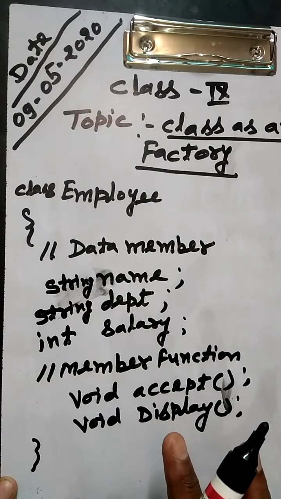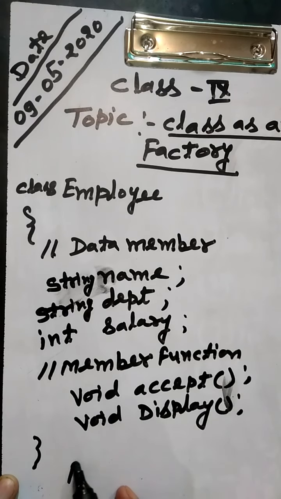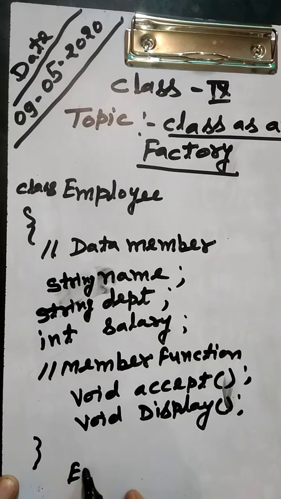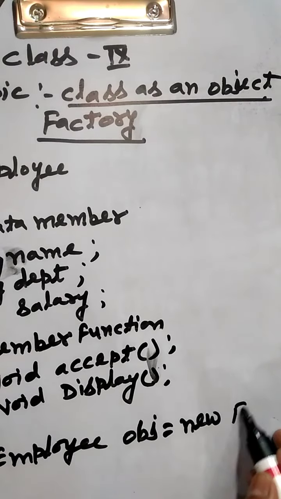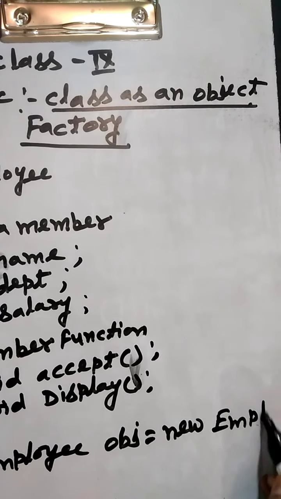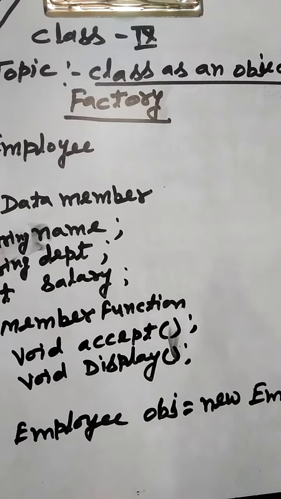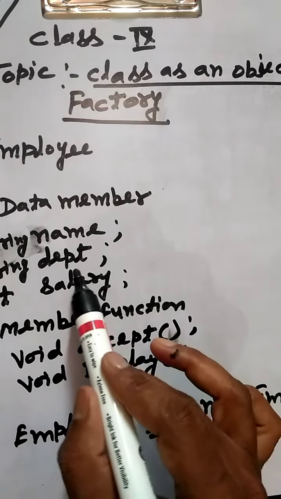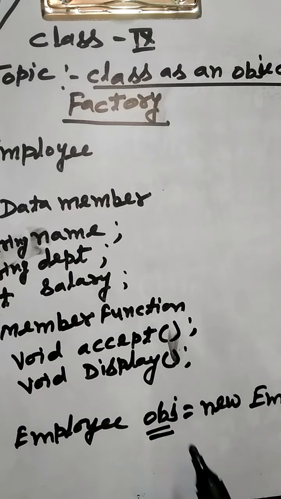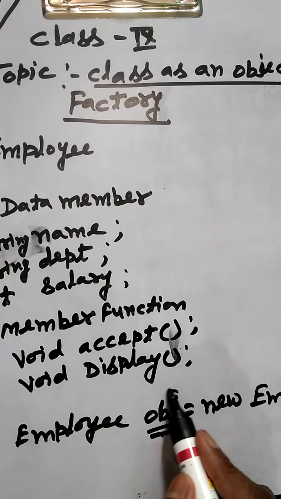We have created the object using Employee obj equals new Employee. obj is the object, and we can use name, department, salary, accept and display using this object. This one is a single object.